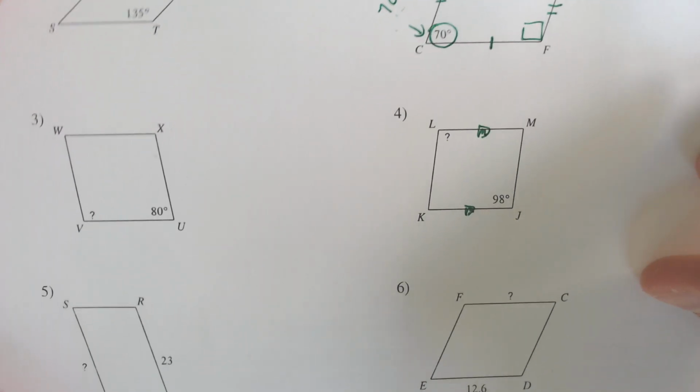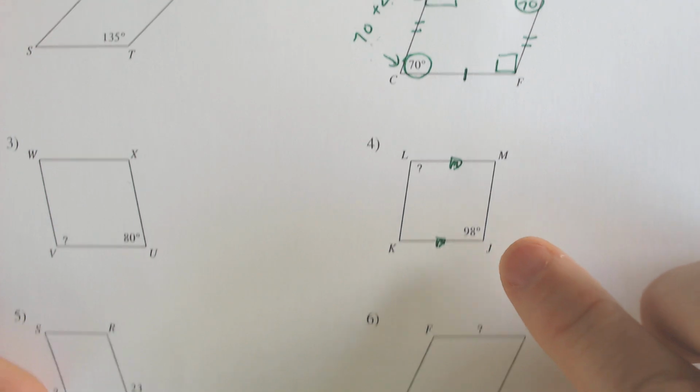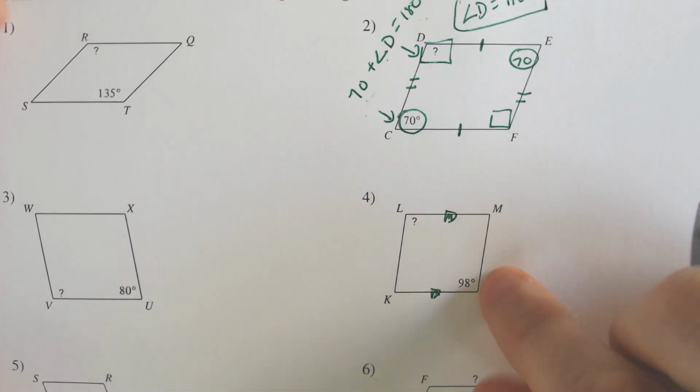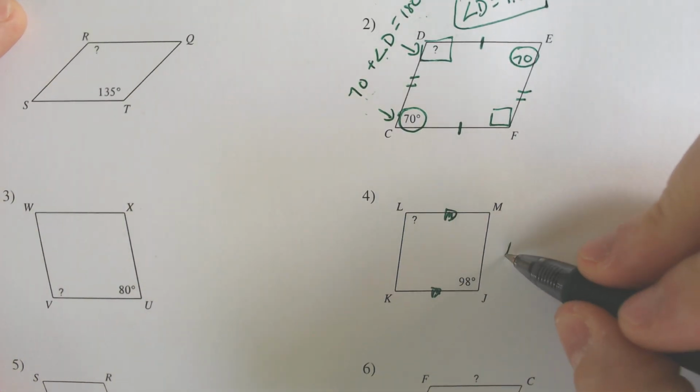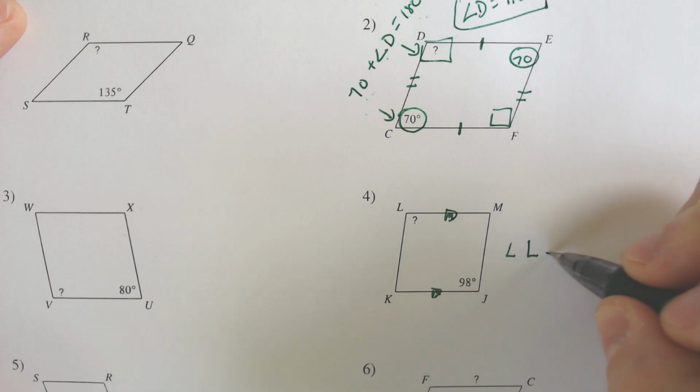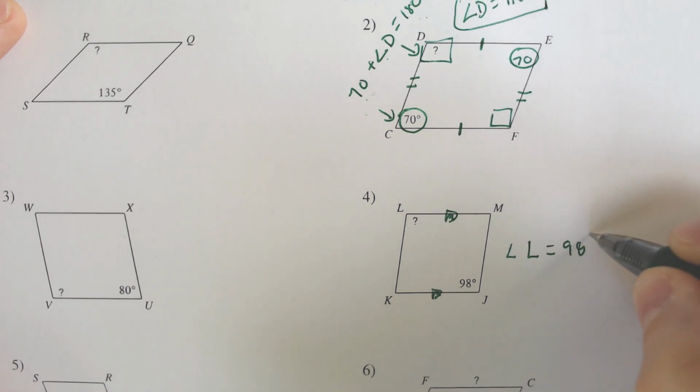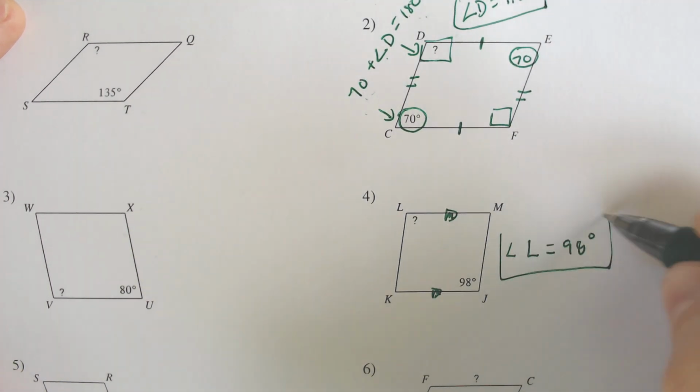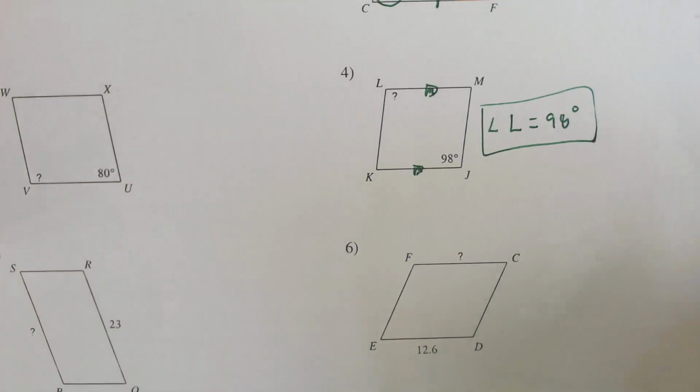Let's do another one. Let's do number 4. What do we learn about opposite angles? Opposite angles are equal. So angle L will equal 98. Ooh, that's a very ugly 98, but it is still 98 degrees.